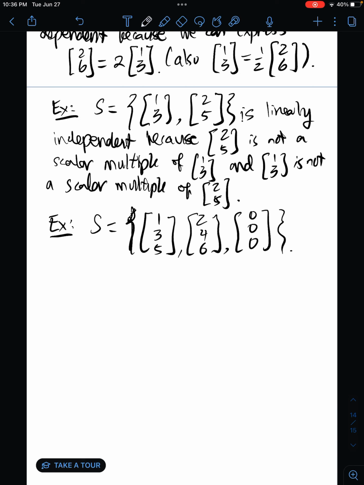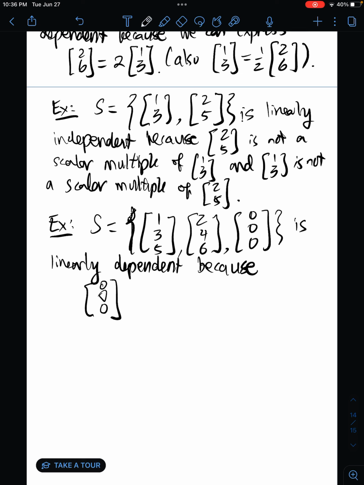You want to take a moment? You can pause if you want, but I'm about to go over the answer. Okay, I think time's up. The answer is linearly dependent. Now, how can I write one of the vectors as a linear combination of the others? It's because I can write (0, 0, 0) as a linear combination of the others. I can write it as 0 times (1, 3, 5) plus 0 times (2, 4, 6).